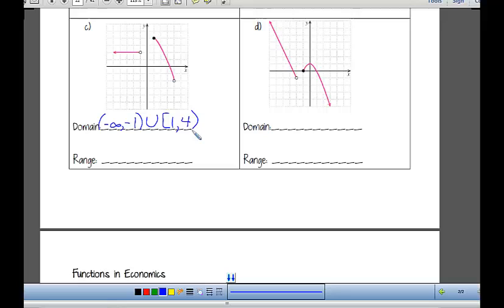Okay. Questions about that? All right. And then for the range, what would that be? Okay, -2 is the minimum value, and it goes up to 4. Okay, 4 is included, but the -2 is not. All right, questions about this? Okay, very good. Try D on your own.